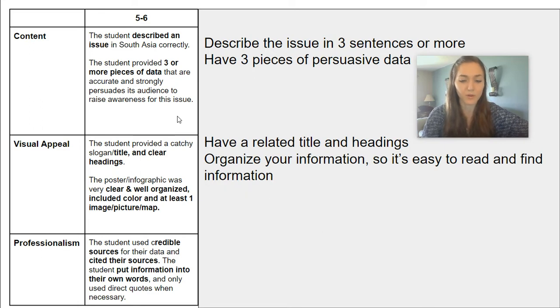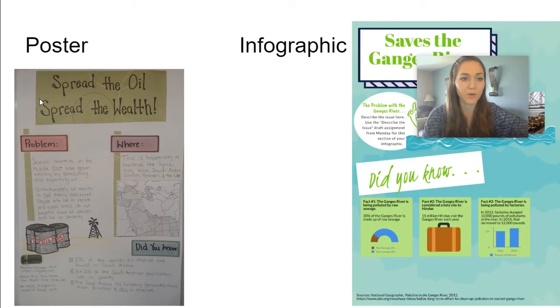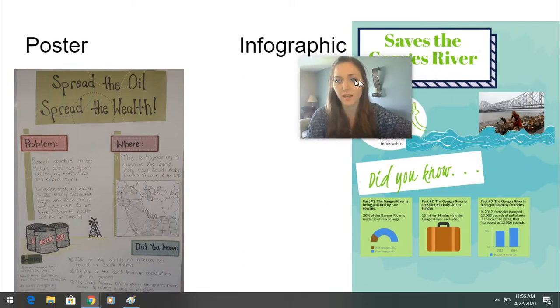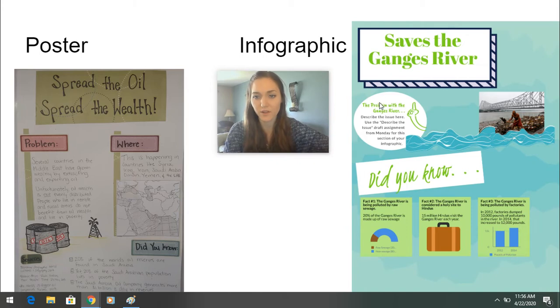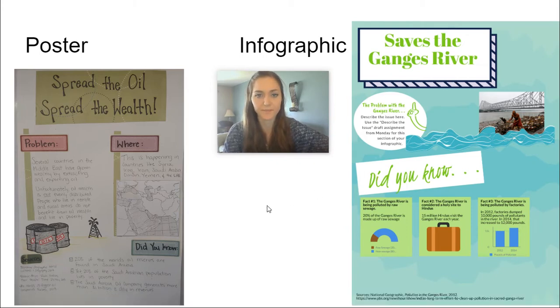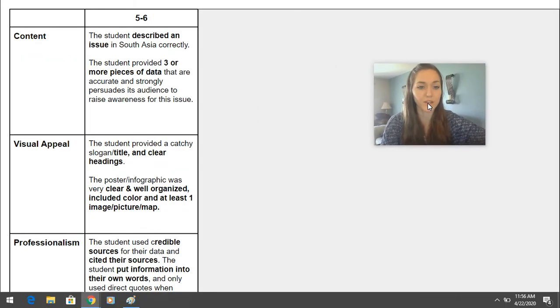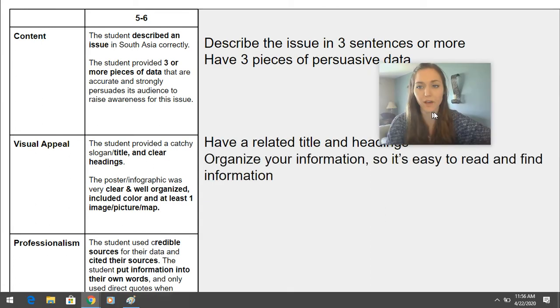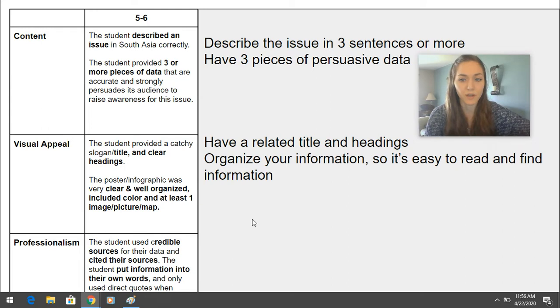We'll go ahead and go back to the examples. In the poster, here's the title. The headings are these smaller titles right here that show you where that information is. In the infographic, here's the title, here's a subheading, and here's a subheading. All right, and then make sure that it's well organized, that you can find information easily, and have a map, a picture, and include color if you did a poster.